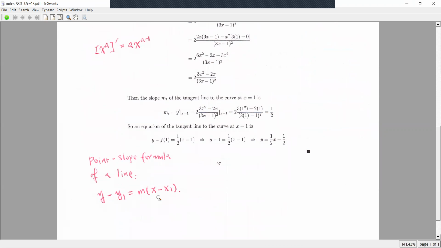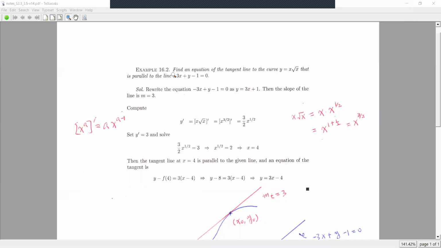By this formula, the equation of the tangent line at the point 1 is y minus y1 is equal to slope times parenthesis x minus x1. The function value at 1 is 1. Simplify this equation, then this is the equation of the tangent line at 1.